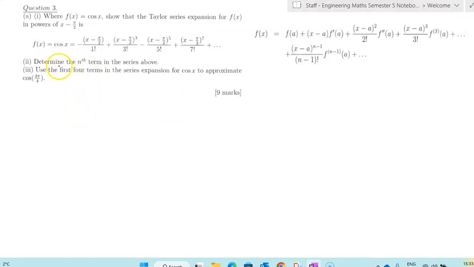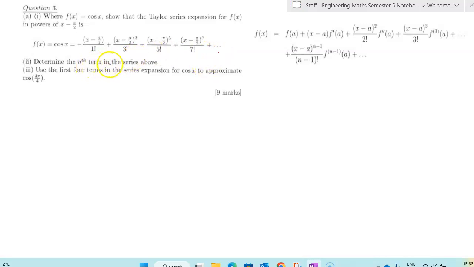So the question was, where f(x) equals cos x, show that the Taylor series expansion for f(x) in powers of x minus pi over 2 is f(x) = cos x minus pi, (x minus pi over 2) over 1 factorial plus (x minus pi over 2) cubed over 3 factorial minus (x minus pi over 2) to the power 5 over 5 factorial plus (x minus pi over 2) to the power 7 over 7 factorial. Right, I've done that in the previous video.